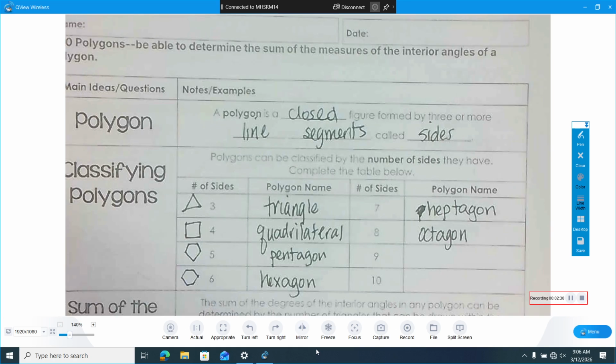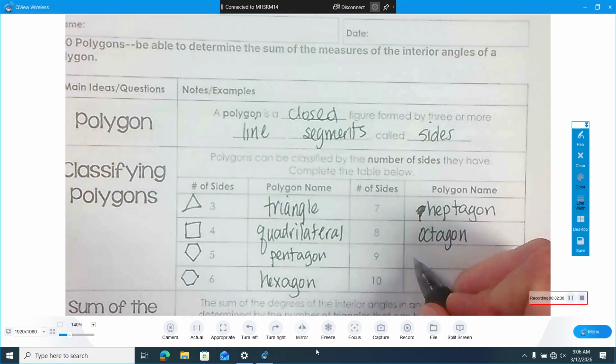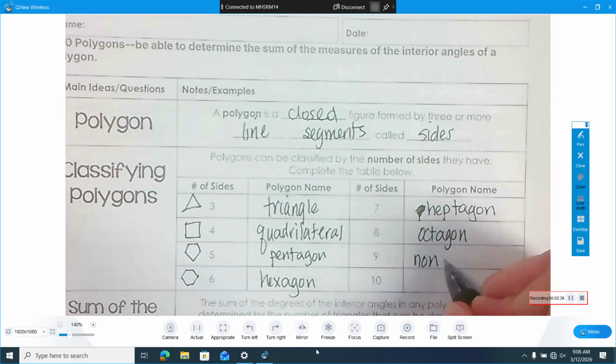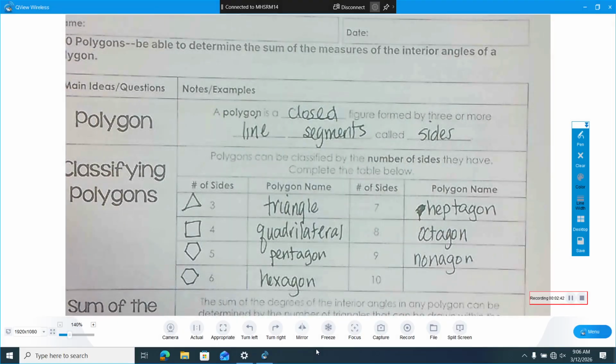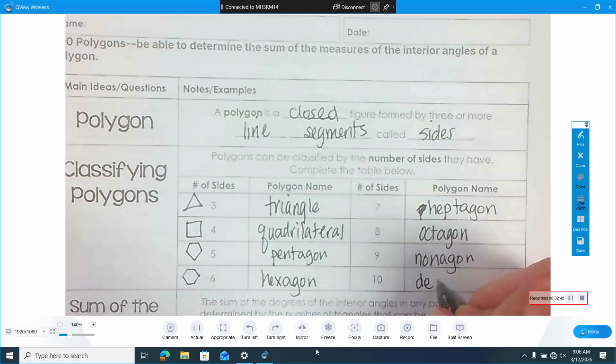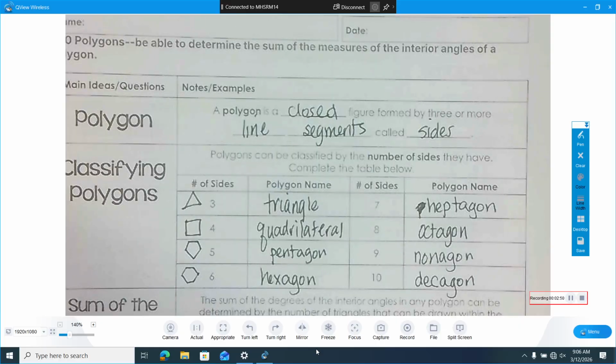Does anyone know what a 9-sided polygon is called? Nine is nonagon. Non for 9. And decagon for 10. D-E-C-A-G-O-N. Decagon. So dec is 10.